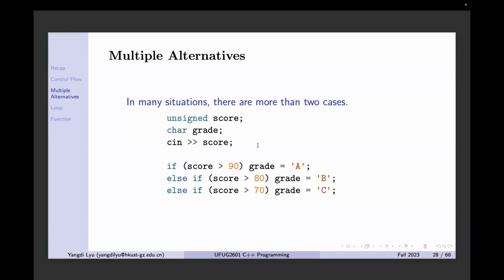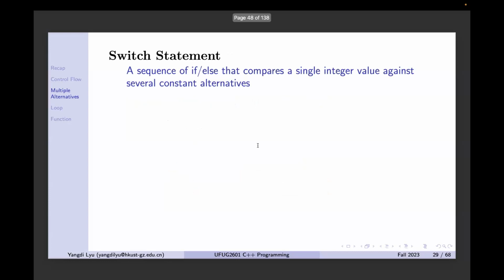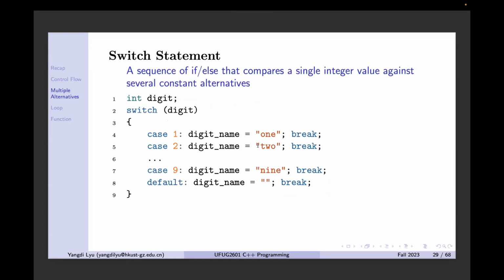There is another case called the switch statement. Sometimes we call it a case statement. It is something like this, right? If we want to write it as an if-else statement, it will look like: if digit equals 1, do something; else if digit equals 2, do something; else if digit equals 3, do something, and so on, right? The switch looks nicer, right?